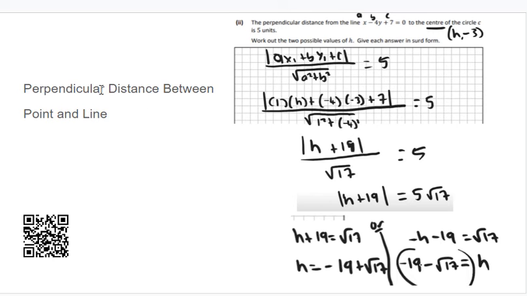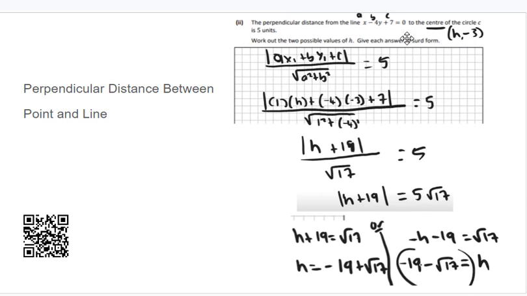The perpendicular distance between a point and a line. So that's that formula there, and that's in the log tables for you. It's just understanding how to implement it. The ABC is always going to be the coefficients of the line, and then your x1, y1 is the point. So it calculates the perpendicular distance from a point to a line.